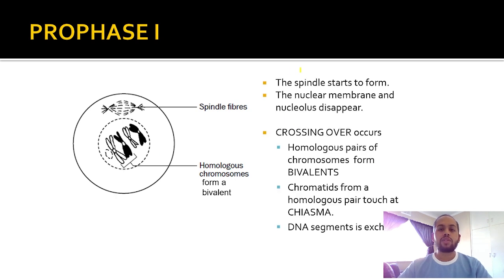Let's speak about the important points that occur in prophase I again. Firstly, the spindle fibers start to form. The nuclear membrane and nucleolus start to disappear, therefore it's depicted by a dotted line on the outside. An important process of crossing over occurs. Please ensure that you know all the events of prophase because you will be required to describe the entire process of crossing over. Please ensure you are able to describe the entire process of crossing over and you know all the points of crossing over.